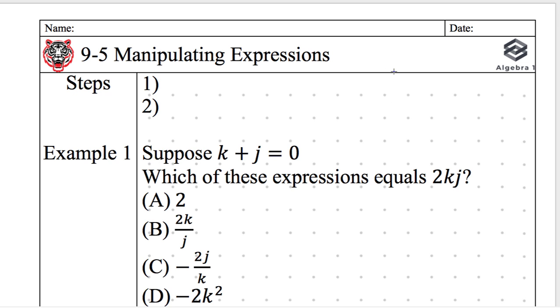This is Algebra 1, Lesson 9-5, Manipulating Expressions. Today's date is February 6th.